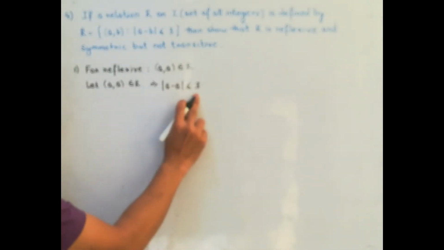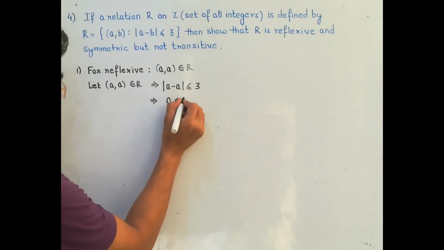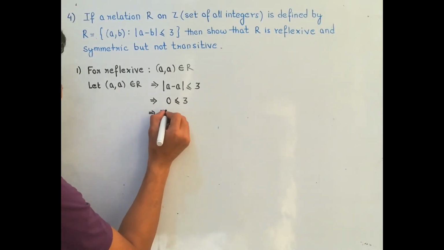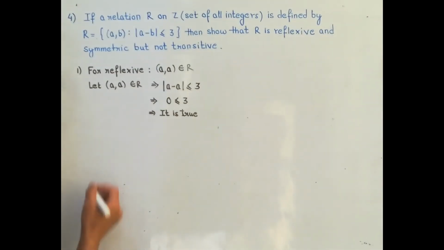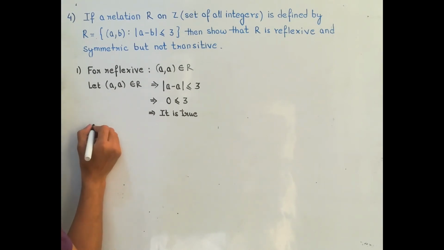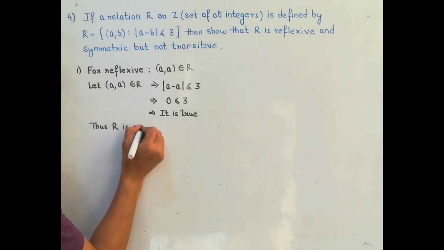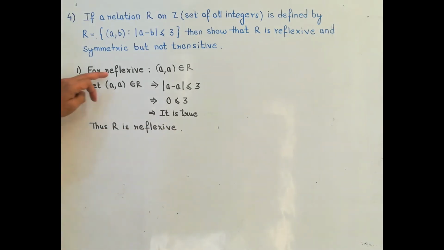Now we have to prove whether this statement is true or false. You see, this becomes 0, which is less than 3, so we can say it is true. And as the statement is true, we have proved the definition, and thus we can say that R is reflexive. This is the first part that we have done. We have shown that the relation is reflexive.